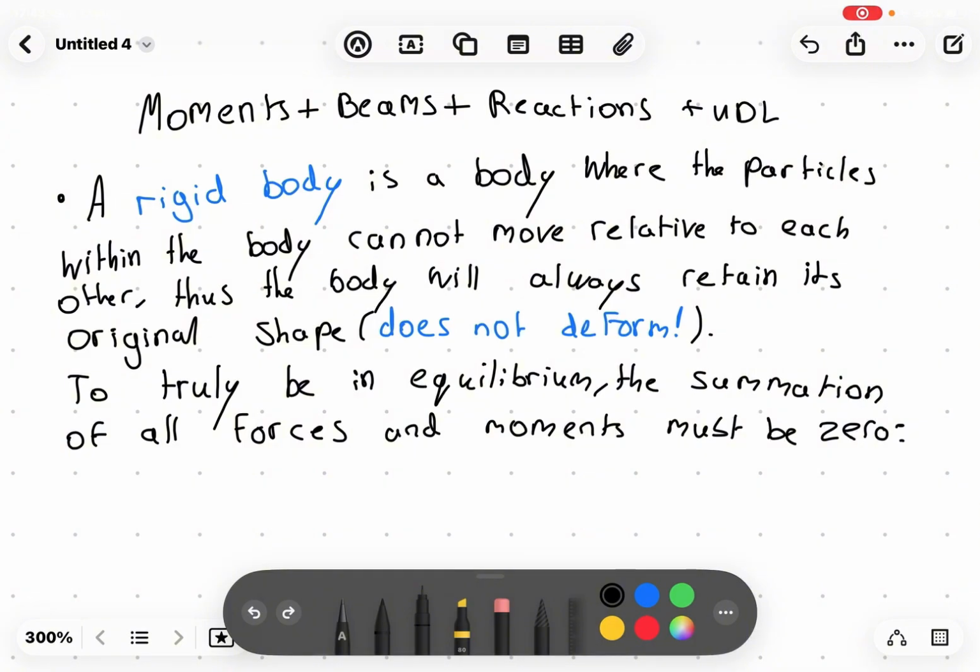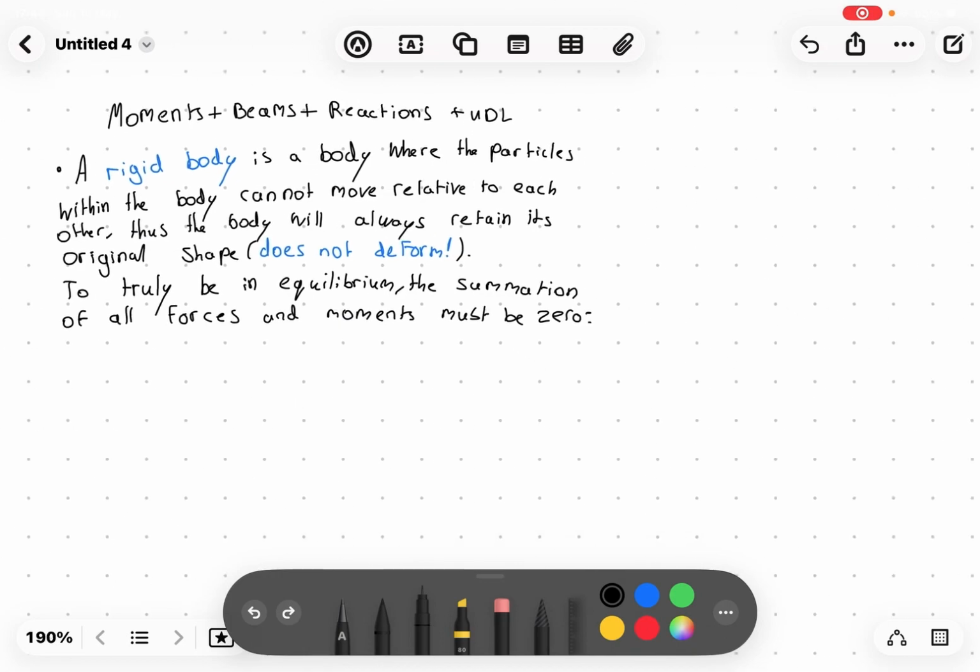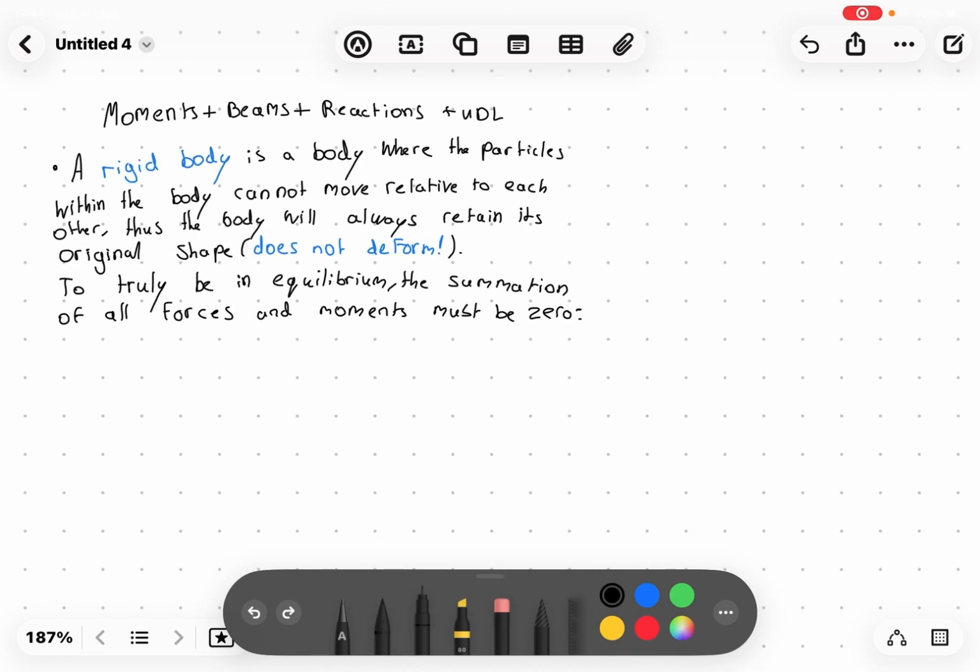Also with equilibrium, the forces. I think we talked about this before. When it's in equilibrium, it means it doesn't move. That means all the forces in the x direction, which is horizontal, must equal 0. Same with y, which is vertical, up and down: 0.